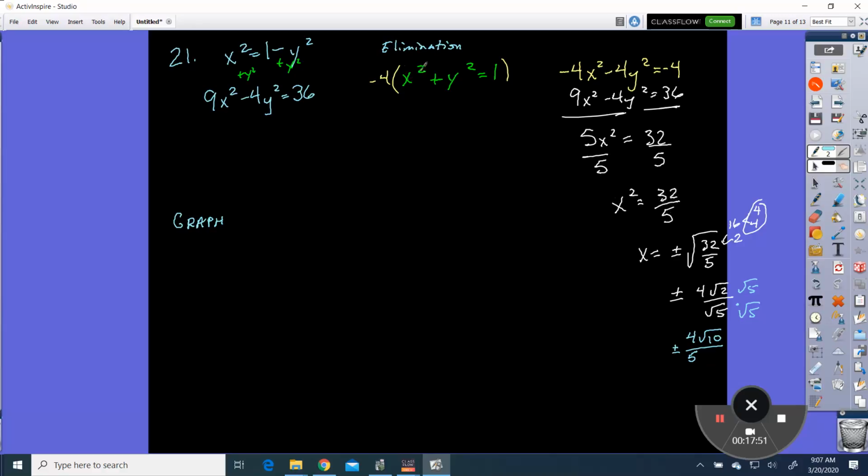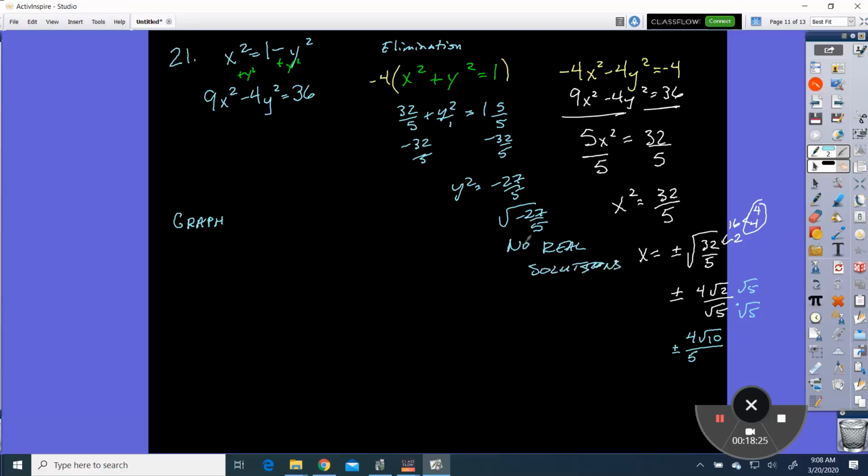So I can replace this x squared right here with 32 fifths plus y squared over 1 equals 1. So 1 is 5 fifths, right? That's the same. 1 is 5 fifths. So now I minus 32 fifths over. And I get that y squared equals negative 27 fifths. And when I take the square root of that, I end up with this negative under here, which is not good. There's no real solutions. And we're done with that problem.